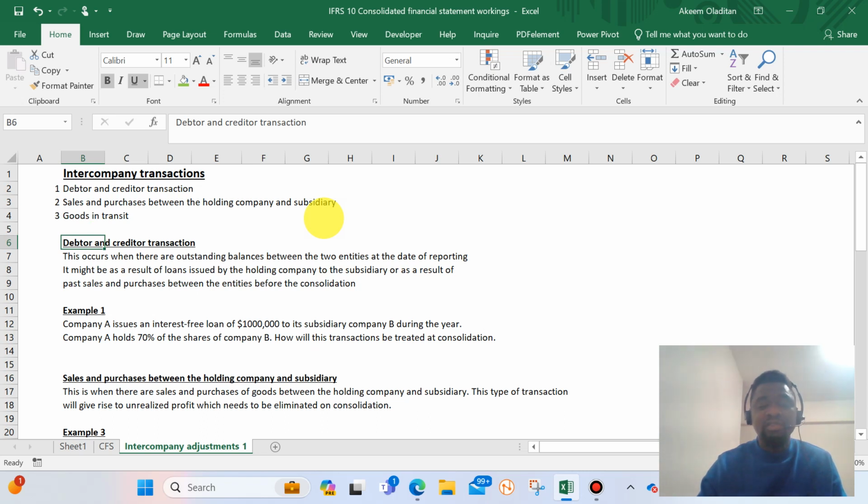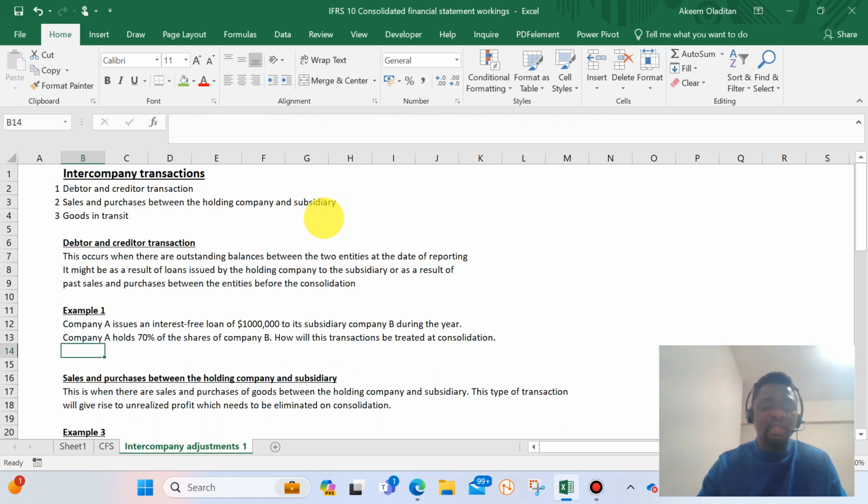simple explanation of what debtor and creditor transactions look like. This is when there are outstanding balances between the two entities at the end of the reporting period. It might be as a result of loans issued by the holding company to the subsidiary, or as a result of past sales and purchases between these entities before the consolidation. So there's a lot of things that can happen. We can have a variety of transactions between the entities resulting in some outstanding balances. So at consolidation, it's expected that these balances are written off against each other.